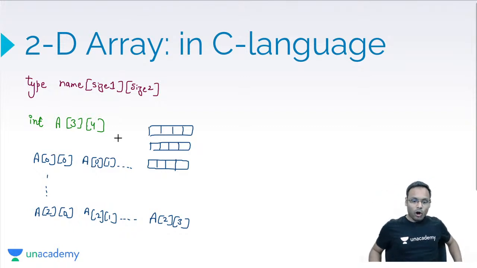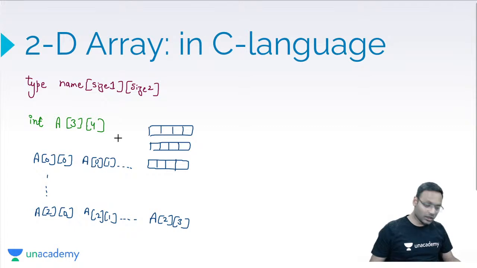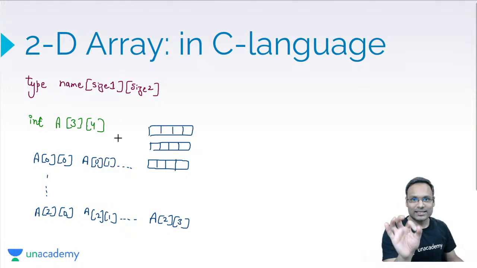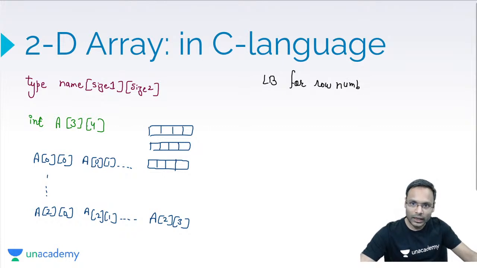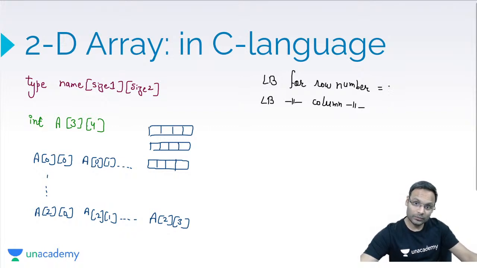I think you all know this. This is C language, in which the lower bound for row number and the lower bound for column number should both start from 0.